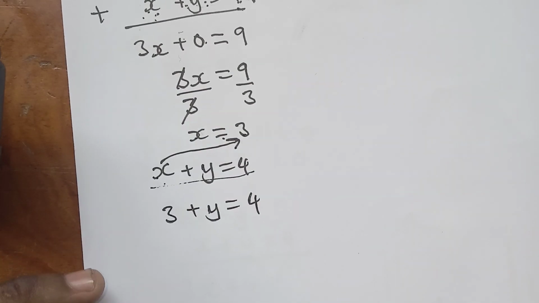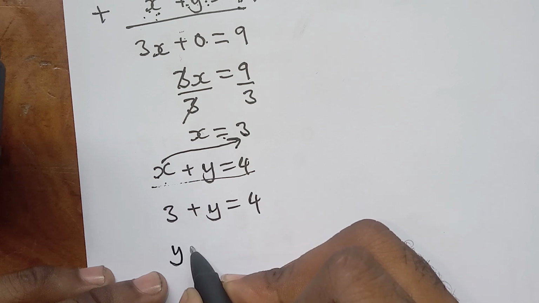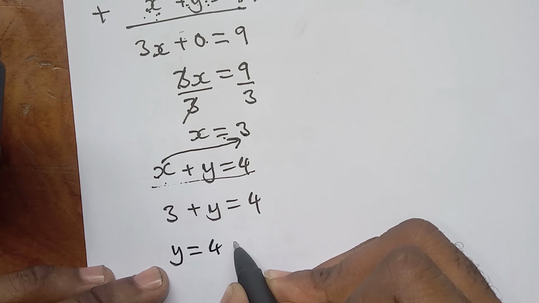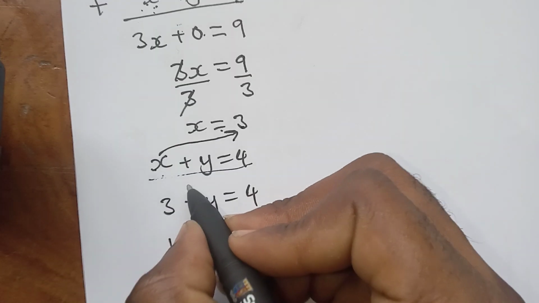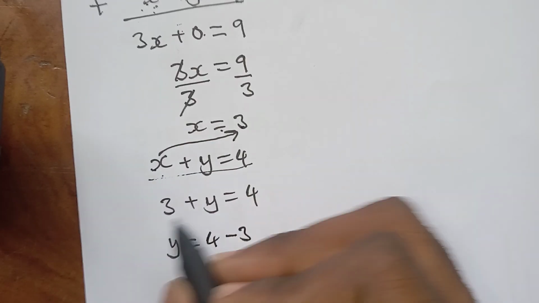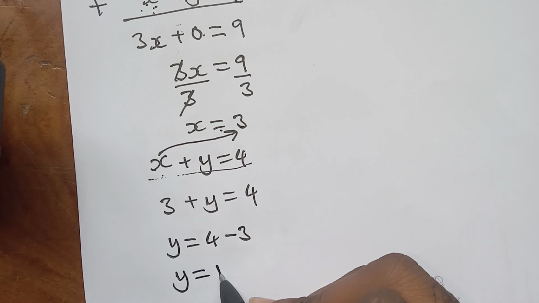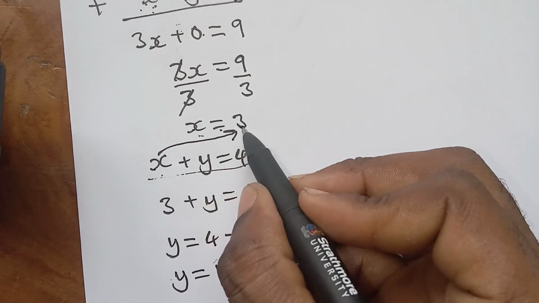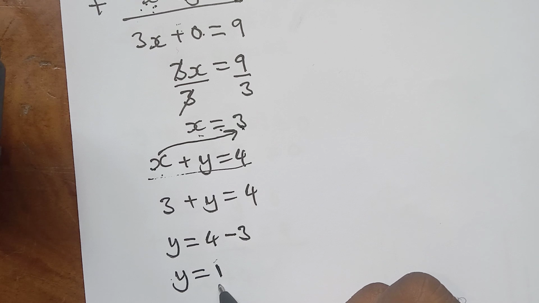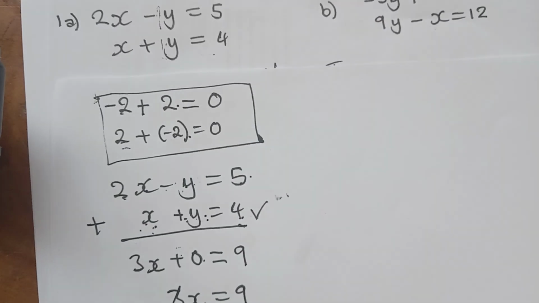So now we can solve for y by collecting the like terms. So we can say y is equal to 4 minus 3. If you want, you can just subtract a 3 from both sides, but I don't want to change your methods. So y is equal to 1. So in short, x is equal to 3, y is equal to 1 in that equation. You can even try to verify them.